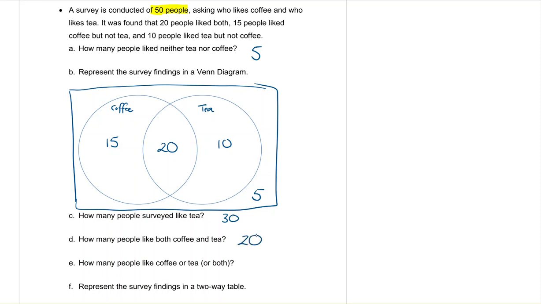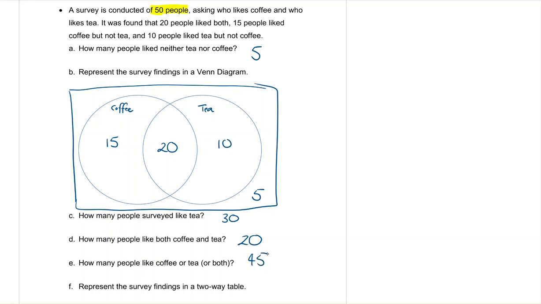And E, how many people like coffee or tea or both? See the difference between and means it's only this overlapping section. But if I use the words tea or coffee or both, it means it could be anything in any of those circles. It's the 45 people, just not the 5 out here that don't like either. So there's 45 people that like tea, coffee, or both.